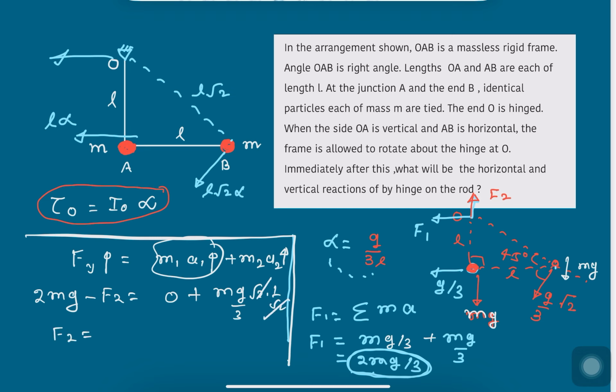So F2 equals 2mg minus mg by 3, right? That is 6 minus 1, that is 5mg by 3. So finally our answer is here. The hinge will have reaction leftward and upward. How much? Leftward we have just obtained earlier, that was F1, 2mg by 3. And just now we have obtained F2 as upward 5mg by 3, right?